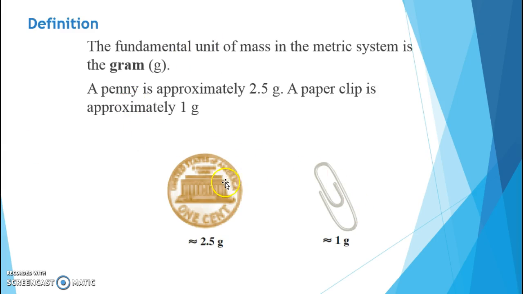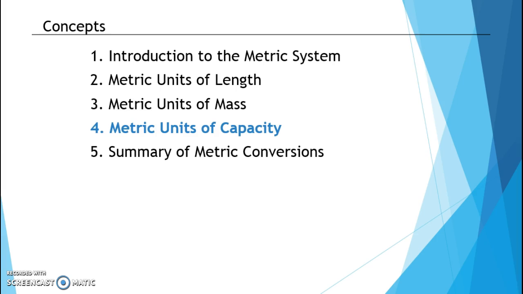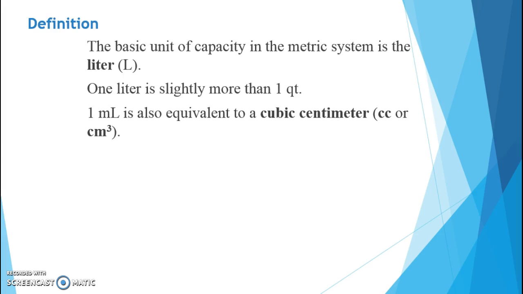And again, they're going to give you some comparisons so that you can think about it comparatively to something you know. So a penny is about 2.5 grams. We typically think of a paper clip as being 1 gram. So that is our unit of mass. Then we're going to have our unit of capacity or volume. So that is the liter. So a liter is a little more than a quart. A 2-liter bottle of soda is something you're probably familiar with.